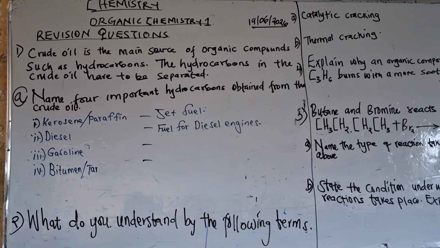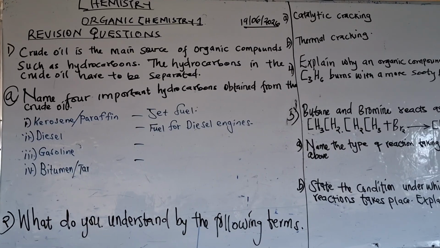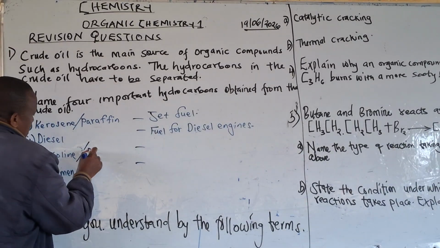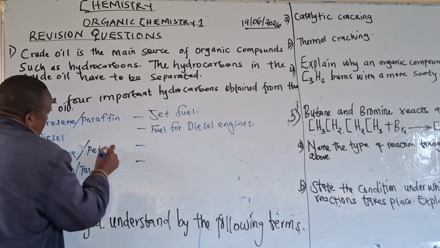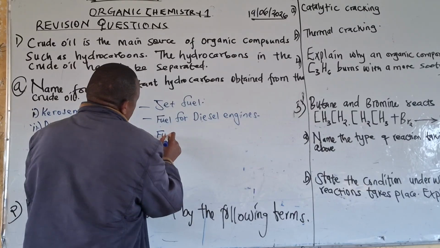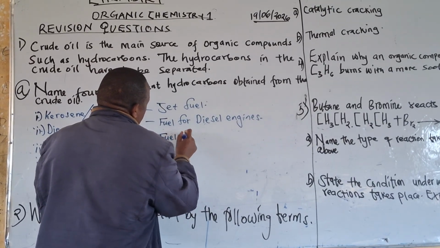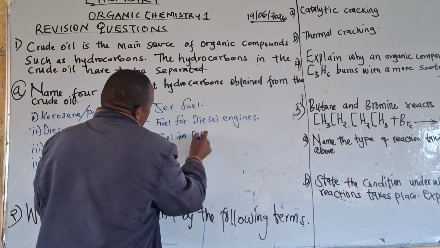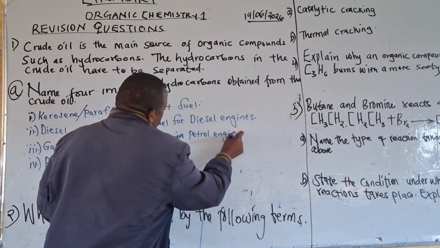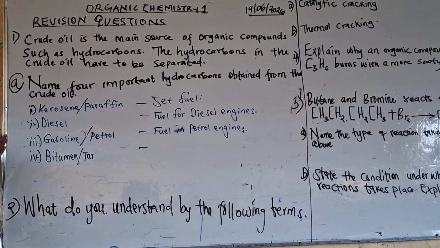So gasoline is the same as petrol. Very good. Okay. That is the same as petrol. Therefore, this is fuel in petrol engines. Good. And then lastly, we have bitumen, which is the same as tar.